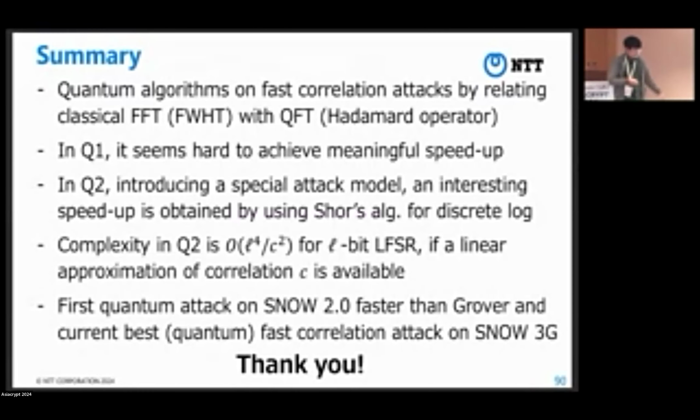And so finally, this is again the summary of today's talk. We showed some quantum algorithms on fast correlation attacks by relating the classical fast Fourier transform or fast Walsh-Hadamard transform with the quantum Fourier transform or Hadamard operator. In the setting of Q1, it seems hard to achieve meaningful speedup. But in the setting of Q2, by introducing a new attack model and by using Shor's algorithm, we achieve some interesting speedup. And the complexity becomes like this.